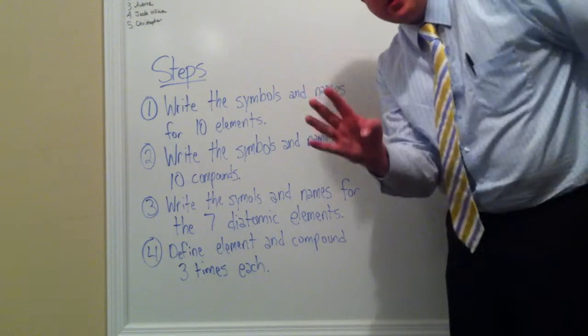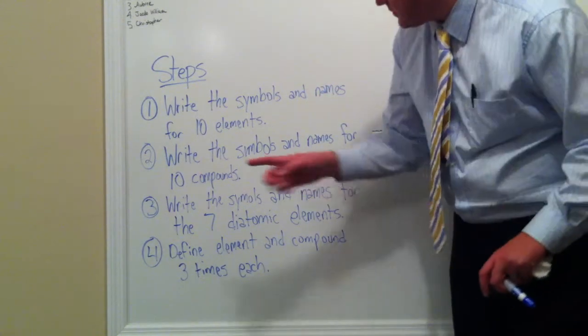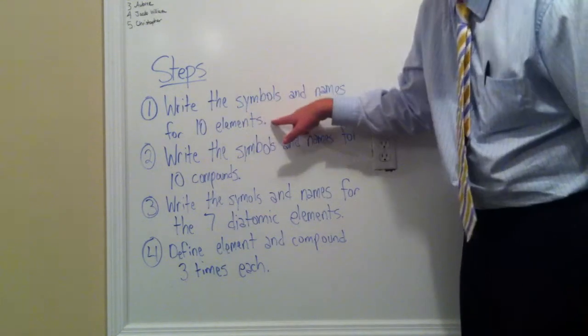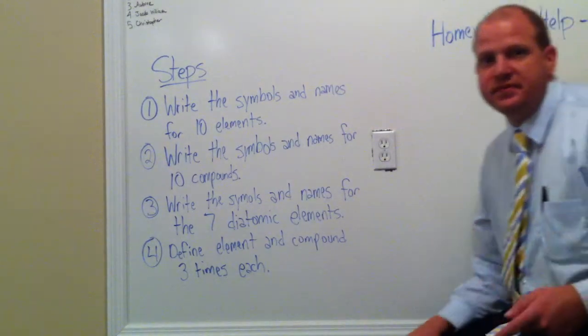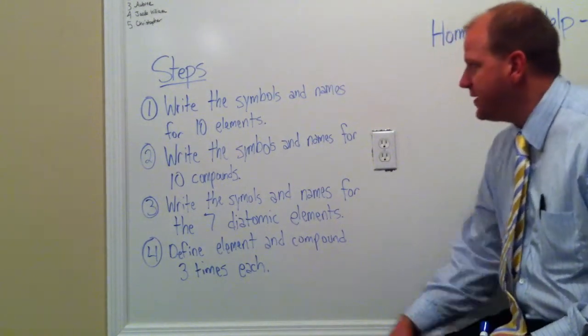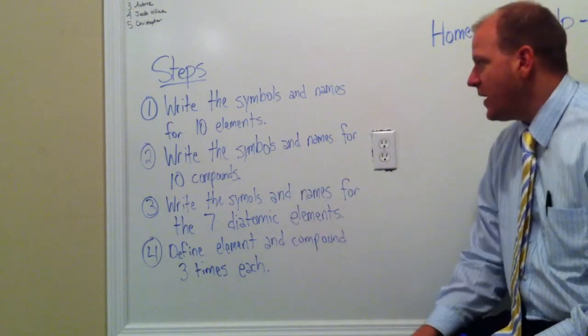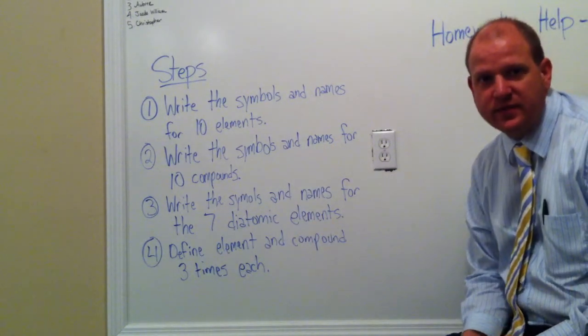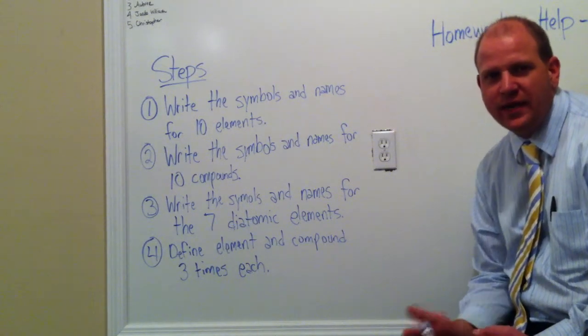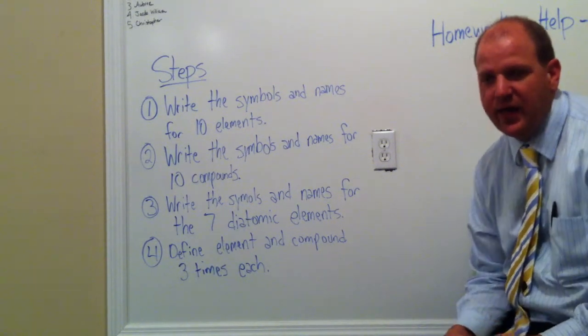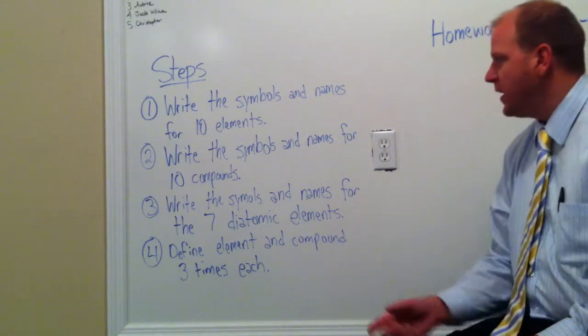And there are 4 things that you have to do whenever you do elements versus compounds. First, you got to write the symbols and names for 10 elements. And that's step 1. It'll take you all of 5 minutes at most to do that. Step 2, write the symbols and names for 10 compounds. That is going to take you just a little bit longer because you'll probably have to go online and look up 10 common compounds and their formulas.